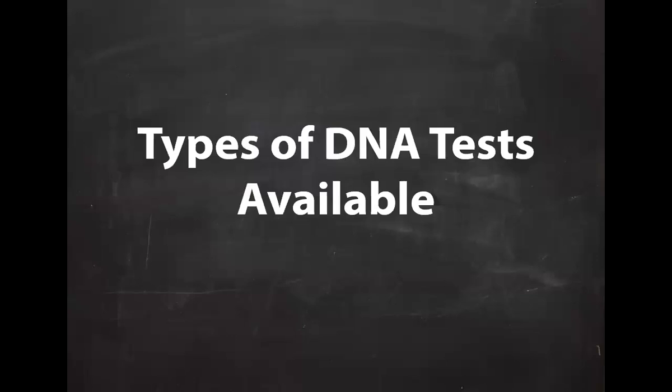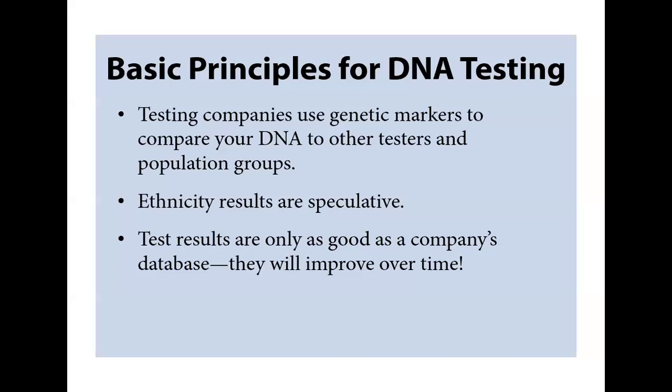Let's talk about the different types of DNA tests that are available. Some basic principles for using DNA testing: the different companies use what are known as genetic markers, and they look at your DNA and compare it to other people that have tested with that same company. They also compare that DNA to different population groups to give you ethnicity results, so you can understand how Irish or Italian or Greek or British, or any other ethnicity out there, you are compared to other people in the world.